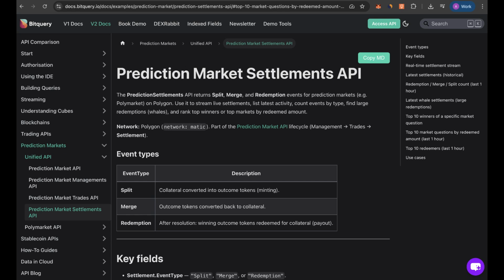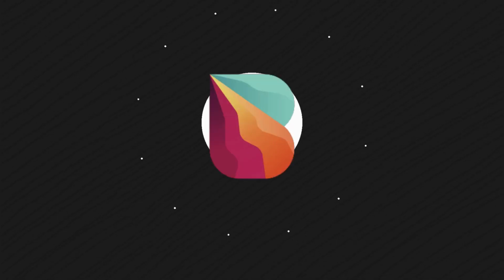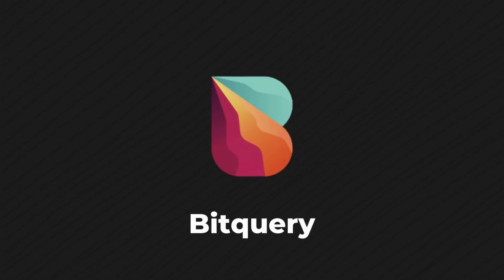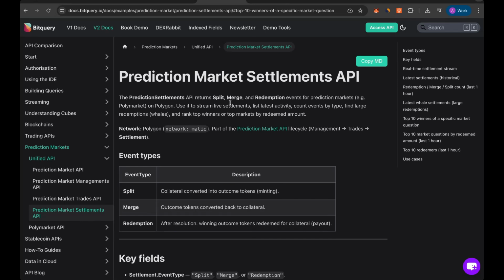Hey everyone! Now we will see how to use the Prediction Settlements cube for tracking payouts and position management. This API monitors split, merge, and redemption events. Splits mint outcome positions, merges combine them back to collateral, and redemptions are when winners claim their payouts.